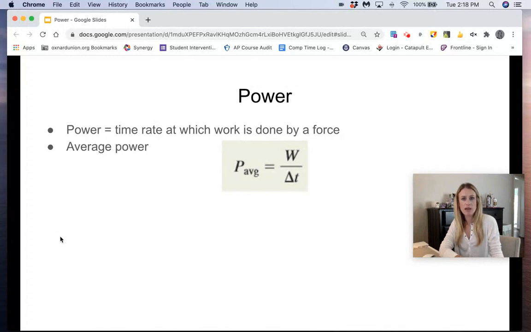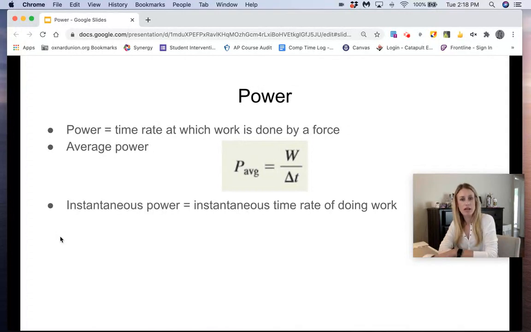And as we know, we have an average velocity equation and an instantaneous velocity equation. We have the same thing with power. Average power is work over time, and then instantaneous power will be the instantaneous time rate of doing work. So what we get here is power is equal to dW over dt.